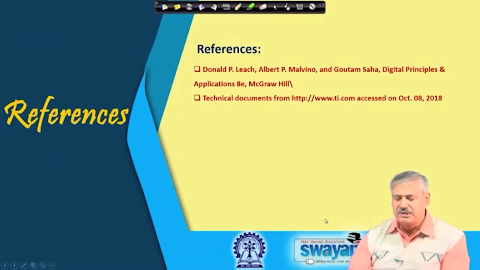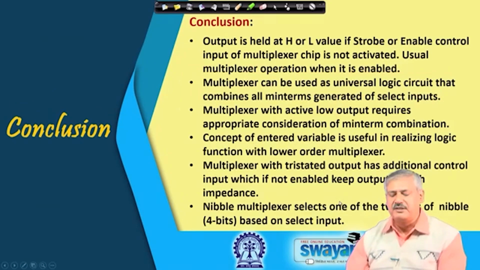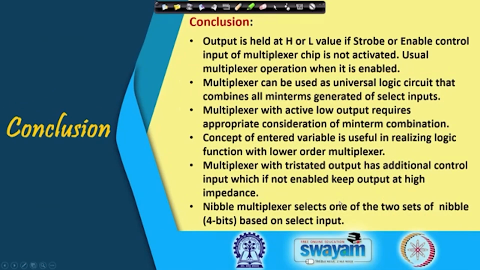Okay. So with this we complete the discussion on multiplexer. Very quickly, what we have seen is that the output is held at high or low, depending on whether it is inverted or non-inverted, when the strobe or enable control input of the multiplexer chip is not activated, and when it is activated, normal multiplexing operation takes place.